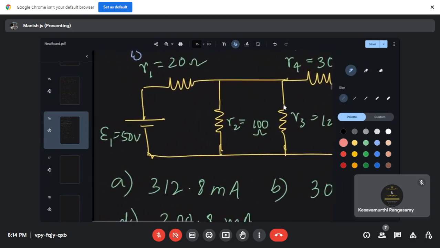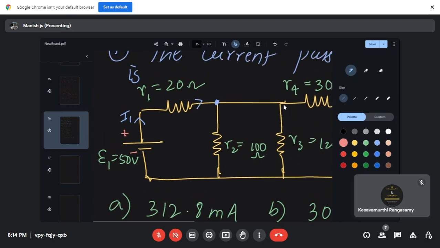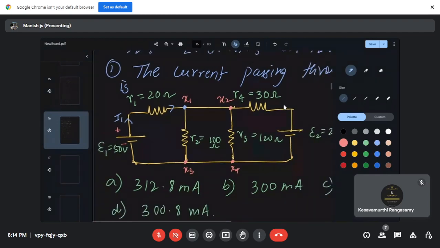Okay, fine. So first I will mark the polarities. Now what is the current supplied by E1? I hope you have taken it as I1. Yes, sir. Okay, so this is I1. So I1 is entering through R1. Now you can see that here there is a node. Okay, so let me mark the nodes. First step was that. So this is one node X1, another node X2. Okay, this is another node X3. Finally, the last node X4. So there are 4 nodes in the circuit.